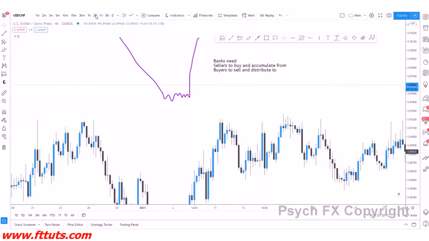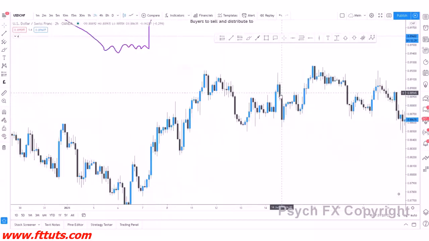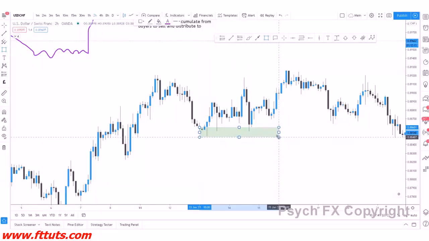So let's go down to the 2 hour here. For example, what do we see here? We can see that we're going up, and then we have this nice bearish move down. Then we bottom out and form this base area. Personally, I would draw my base around the top of this doji at the bottom down to the low. We came up and then came back down.